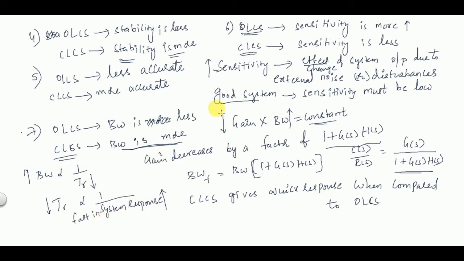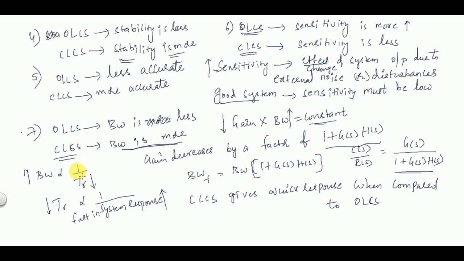Let me repeat it once again. Since gain is decreasing by a factor of 1 plus G(s)H(s), bandwidth is going to be increased by the same factor, because the gain bandwidth product must be constant. So bandwidth is more in closed loop control system when compared to open loop control system. In open loop control system, gain is more, so bandwidth is going to be less in order to make the product constant.